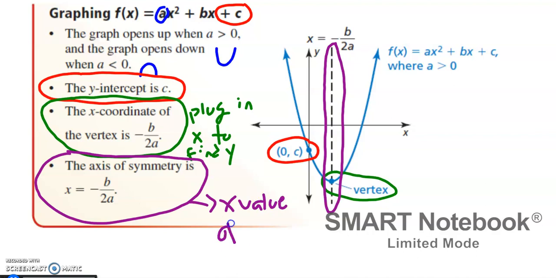X value of vertex every single time. Every single time, the x value of your vertex is going to be the axis of symmetry. And let's do an example with that.